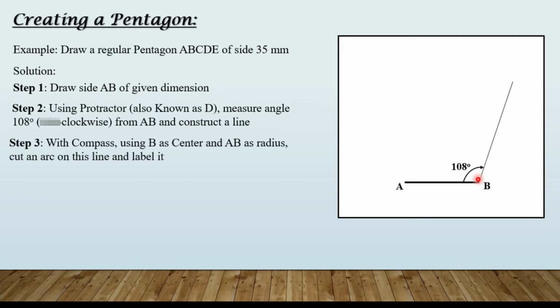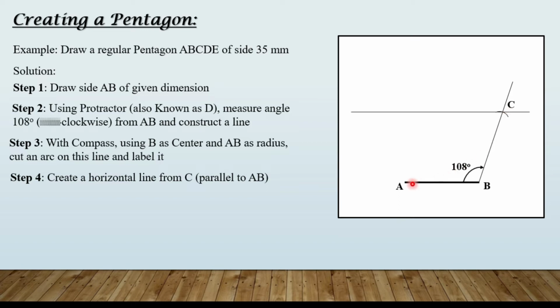Step number 3. Using compass, B as your center, AB as your radius, cut an arc on this drawn line and label it. So keeping compass at B with AB as radius, cutting an arc, you have to label it as C, the next point. Okay. Then create a horizontal line from C which should be parallel to AB. So using a roller scale parallel to this line, I have created a line at this position.